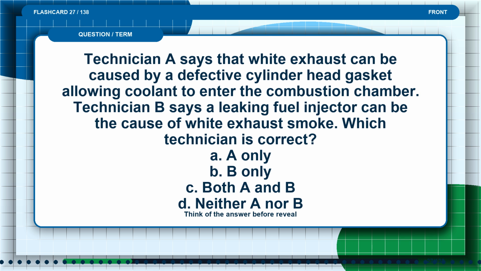Technician A says that white exhaust can be caused by a defective cylinder head gasket allowing coolant to enter the combustion chamber. Technician B says a leaking fuel injector can be the cause of white exhaust smoke. Which technician is correct? A only, B only, C, both A and B, D, neither A nor B. Pause and think of the answer before the reveal.